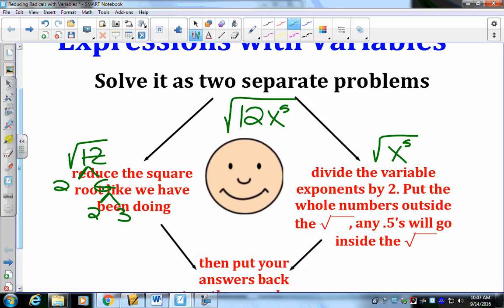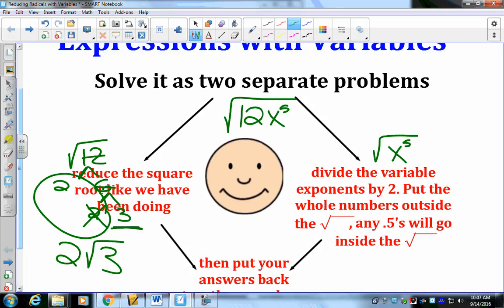Then of course we're going to make pairs because we're finding the square root. Circle pairs. Anything that's in a pair goes to the outside of my radical, and anything like this 3 that's not in a pair stays underneath. So the square root of 12 simplifies to 2 radical 3.